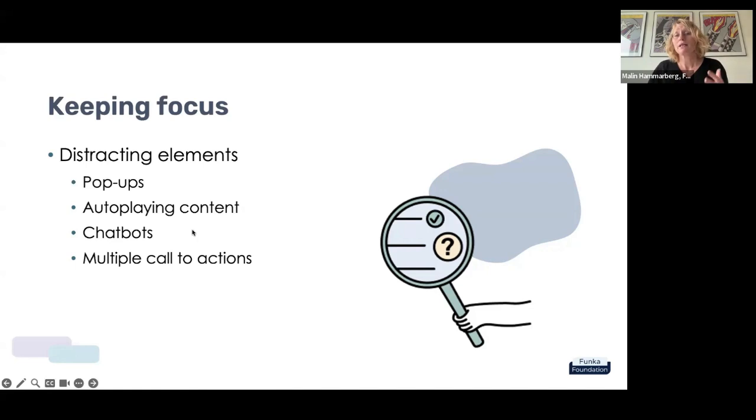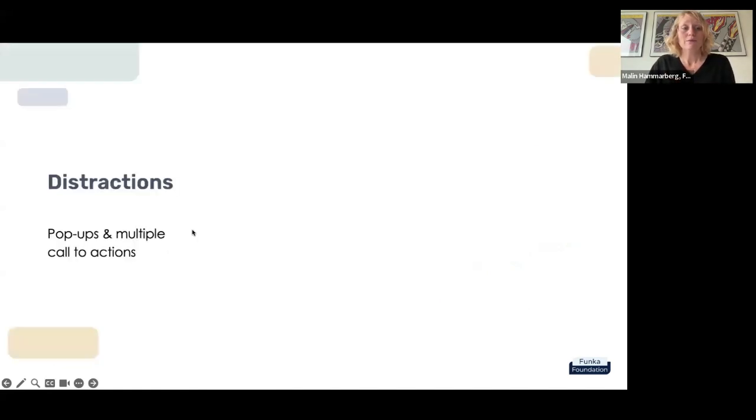And then it can be multiple call to actions. We can also see that some of the actions are kind of driven from a sales point of view and are written in a way that they ask us to do something with a fear of missing out. So we can look at some distraction elements that we usually find on websites.